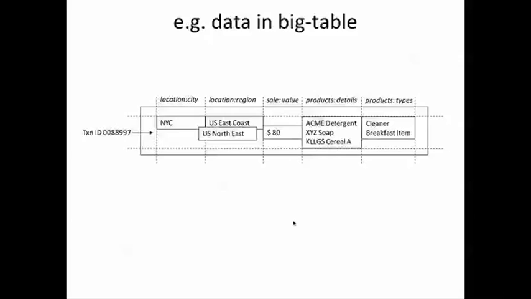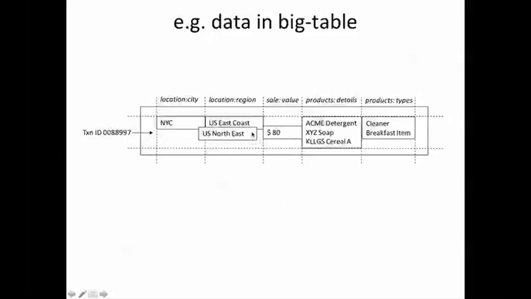An important point about big table is that while the number of column families for a big table is fixed when you create it, the number of columns within a column family can vary. So you could dynamically add new columns to a particular big table column family. Further, each column family for a particular row can have multiple entries. For example, you could have the region being the US East Coast as well as the US Northeast, and that's perfectly fine, unlike a relational database where a particular row-column combination can have only one value.